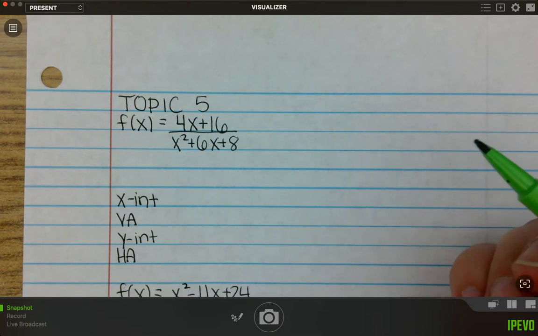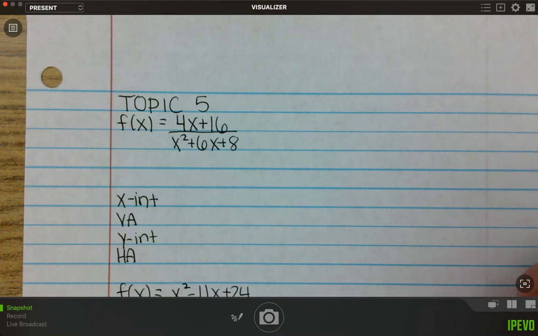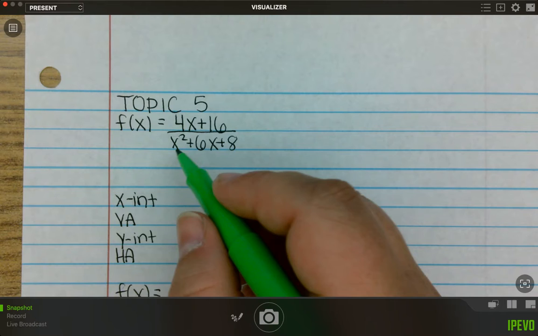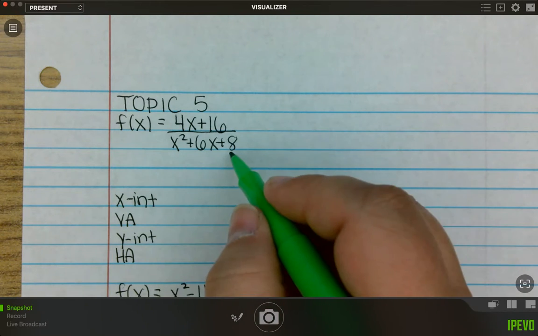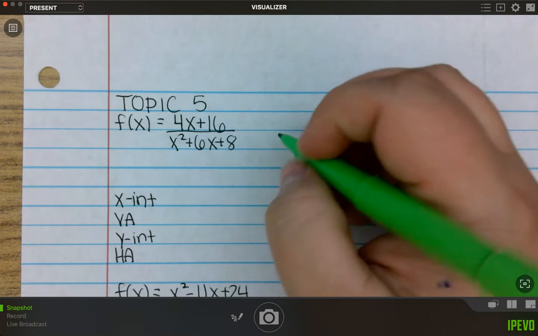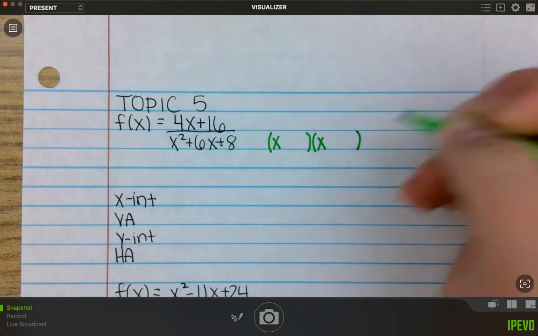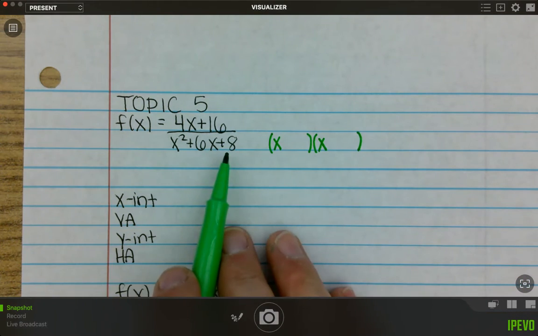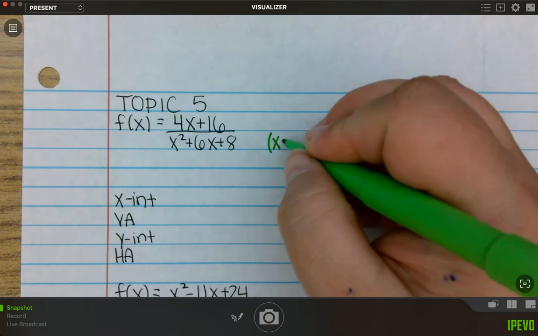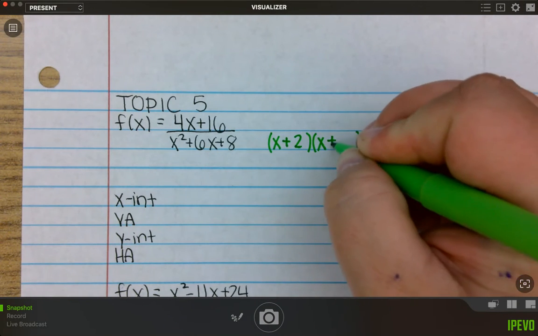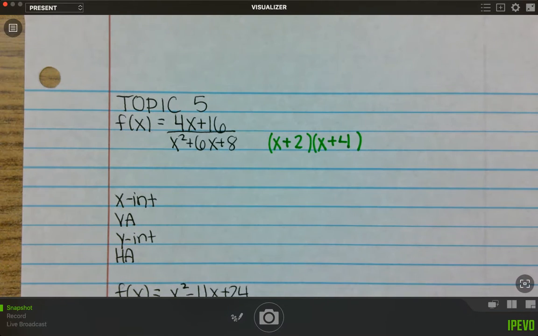So when you are starting any problem in this unit, it is a good idea to factor. Down here, that's pretty easy because this one has three things with an x squared. So you just want to write two parentheses with x in them that have the two numbers that multiply to 8 and add to 6. That is 2 and 4, both positive.